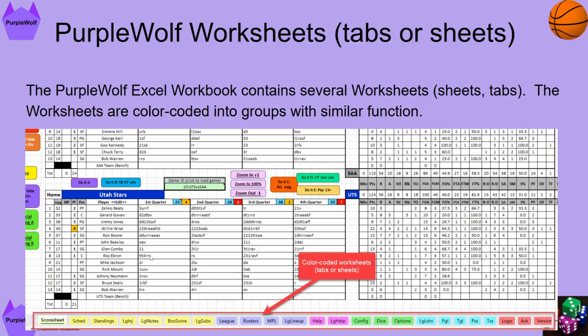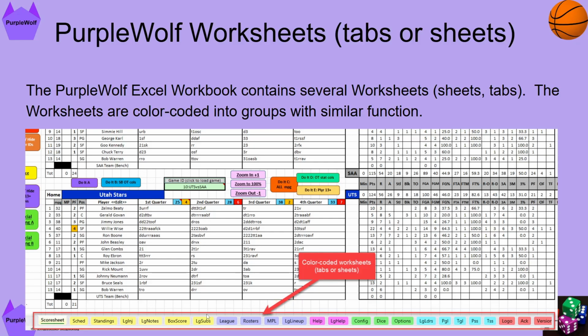And that's these down at the bottom of an Excel spreadsheet. These are the tabs, or the sheets, or the worksheets. What do you want to call them? You can see there are quite a few. I don't know how many there are, but probably 20 or so. That helps PurpleWolf organize all the different pieces of data for your project. And they're color coded in groups. That's what I wanted to mention here.